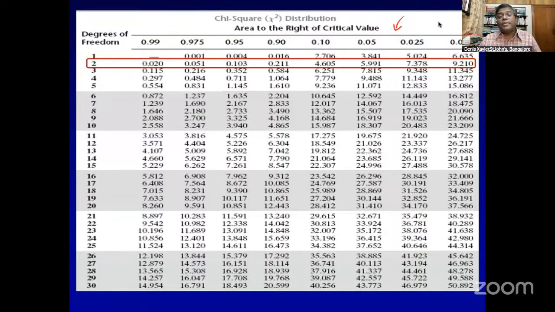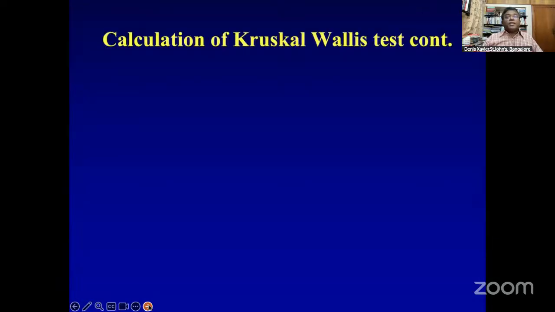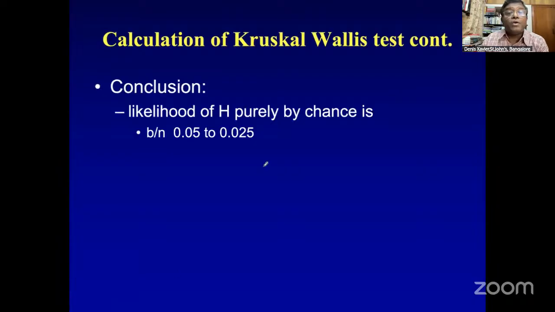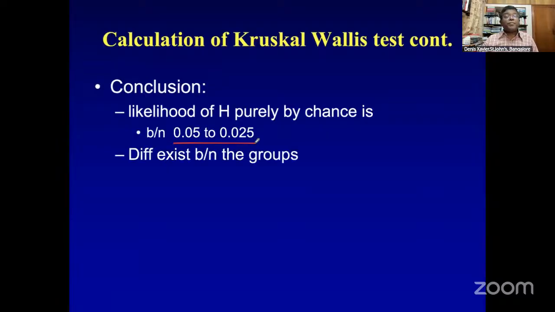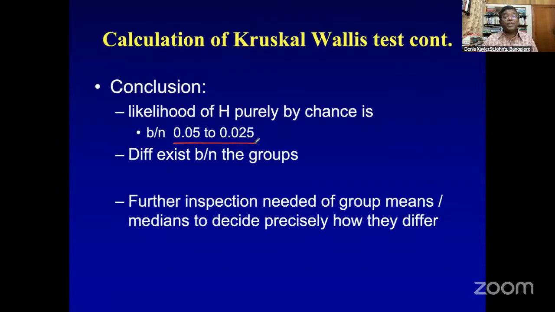But of course, as I keep telling you, the software these days gives you the exact p-value. So this is statistically significant. You can even say highly statistically significant because it's much less than 0.05. That's how we write it. So what do we conclude here? We conclude that the likelihood of H, the Kruskal-Wallis, being significant lies between 0.05 and 0.025. A difference exists between the groups.